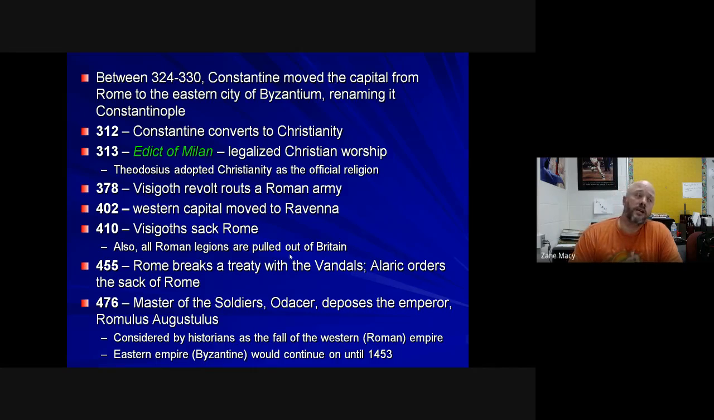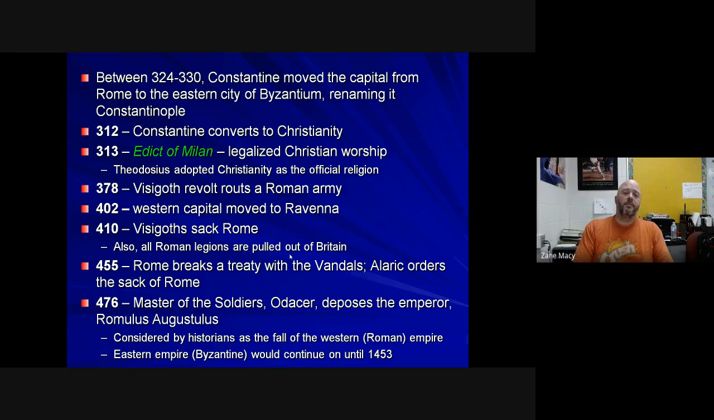Now, going back to 312, Constantine had converted to Christianity. In 313, he issued the Edict of Milan, which legalizes Christian worship. It's eventually going to be the Emperor Theodosius that adopts Christianity as the official religion, but in 313, it becomes legal to be a Christian. It's no longer a crime. Christians would no longer be thrown to the lions in Rome.